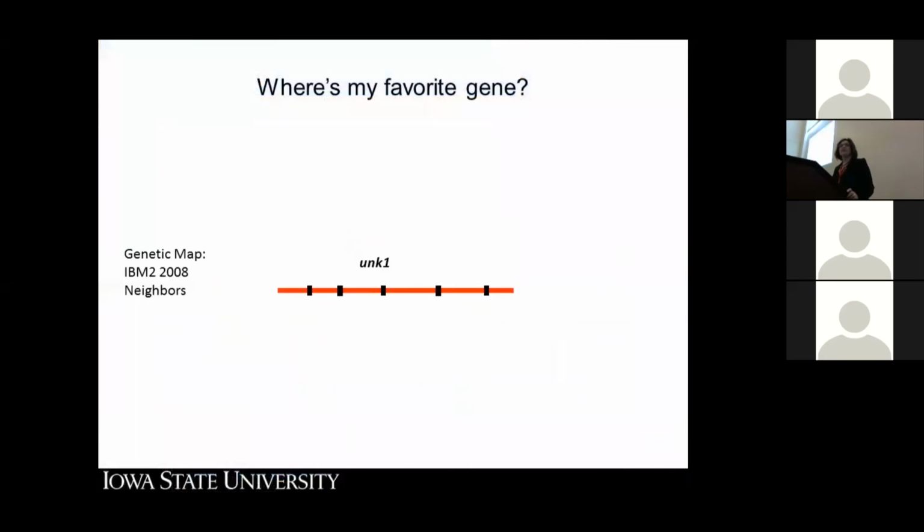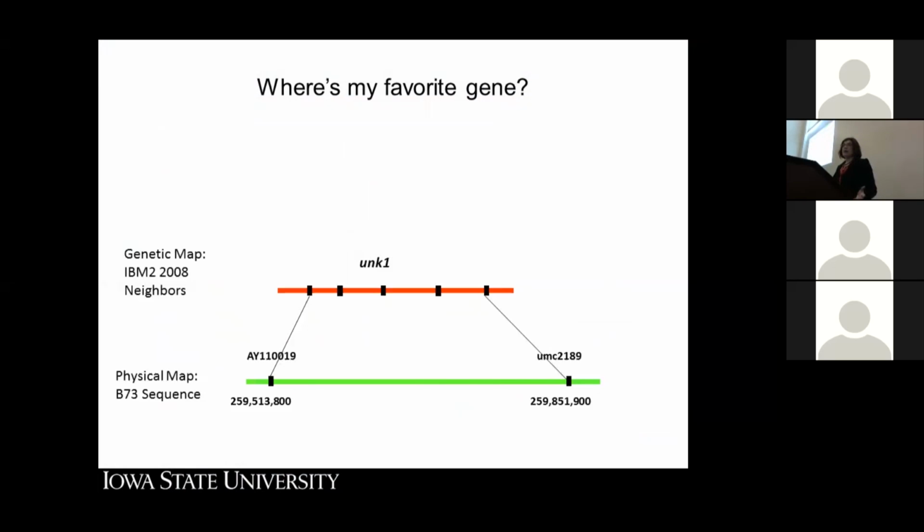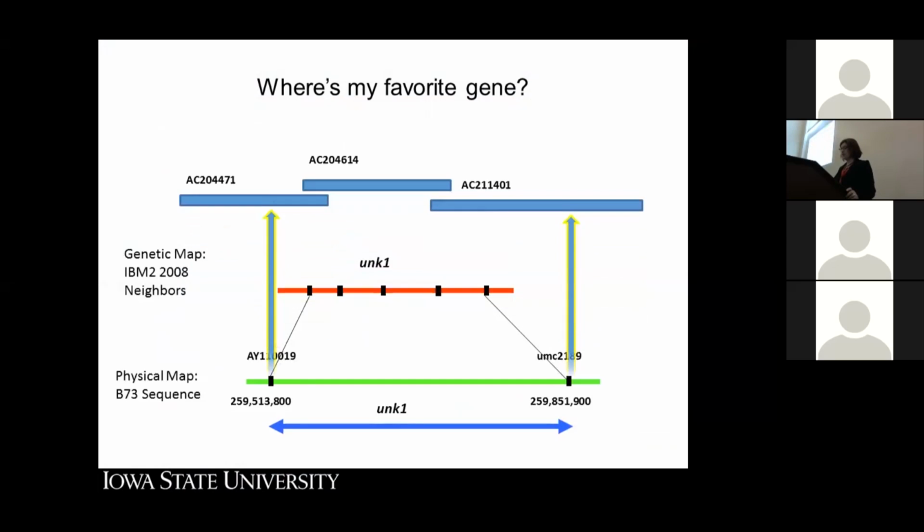When you have a genome, you want to know where's my gene, right? So if you start with a genetic map, you have your gene here. I call it unknown 1. For maize, because we have these cloned sequences and we have a physical map, we might know for my gene what some markers are that are on the left and the right of it. And there's my genomic region.